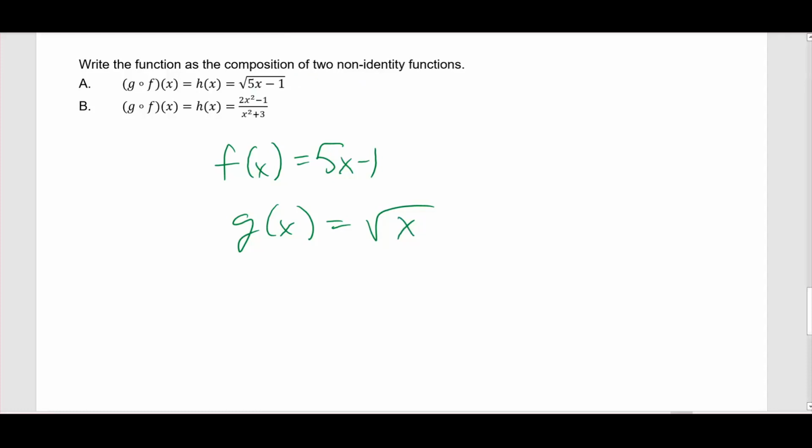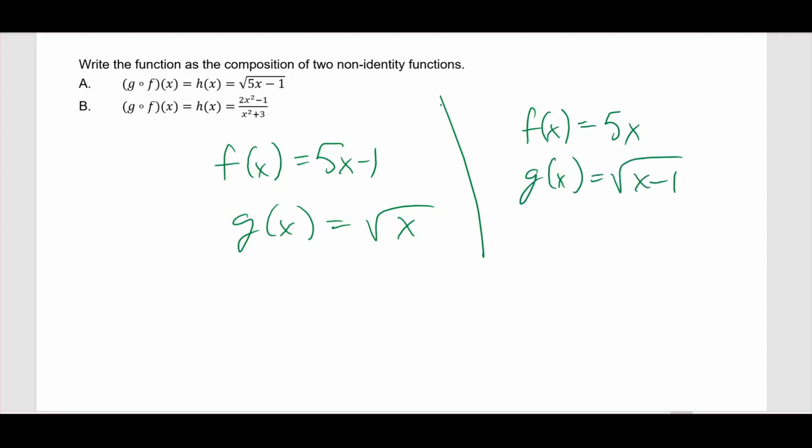So part of the difficulty on questions like these is thinking about them too much, or maybe not recognizing that there's a whole bunch of different ways that we could do this. So if I wanted to, I could say that the inside function was 5x, and then g would have to be square root x minus 1. So now when I put f inside of g, we're going to get that function that we wanted. So here's two different examples of the way this one could play out.